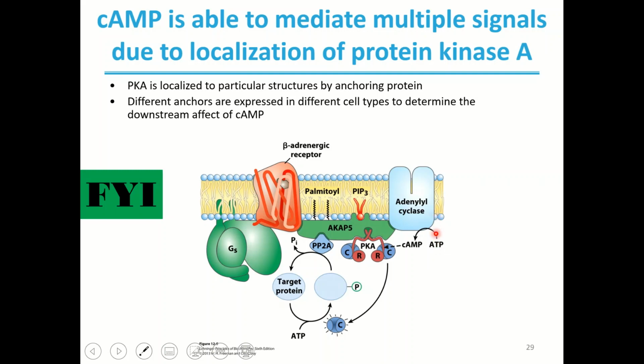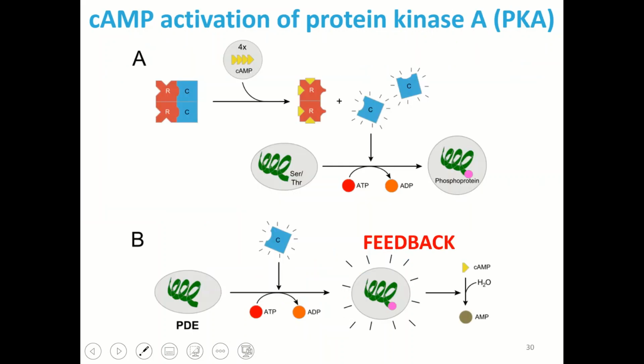Typically in the other figures we showed adenylyl cyclase making cyclic AMP, and then that goes off and finds PKA somewhere, but in reality it's very close to adenylyl cyclase, so as soon as cyclic AMP is made, it can go and activate PKA. Okay, so how is that activated?